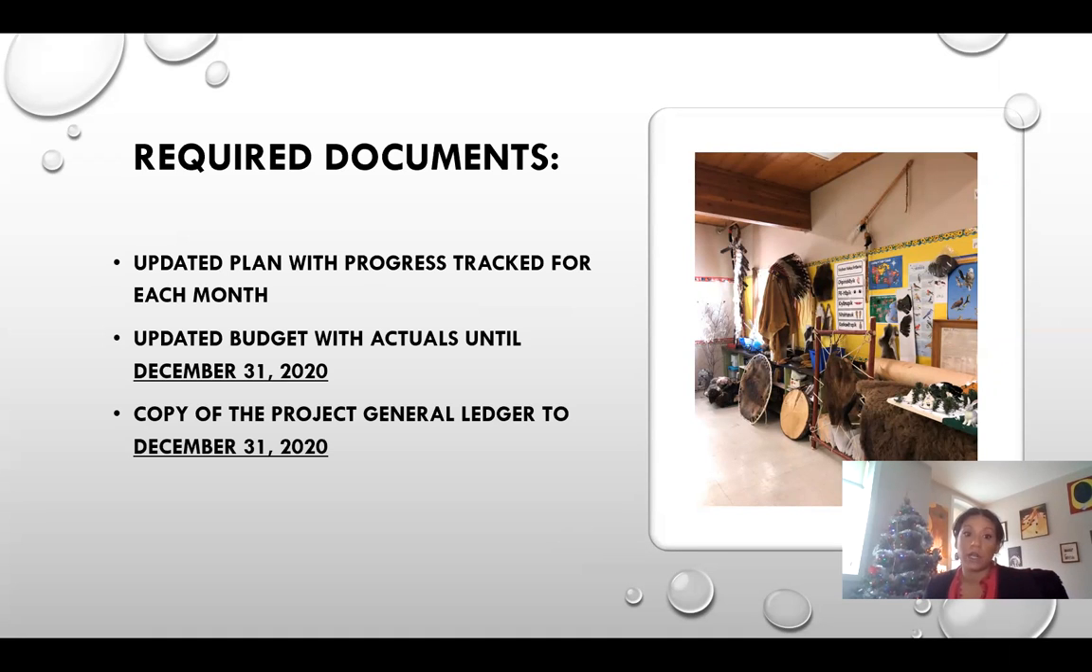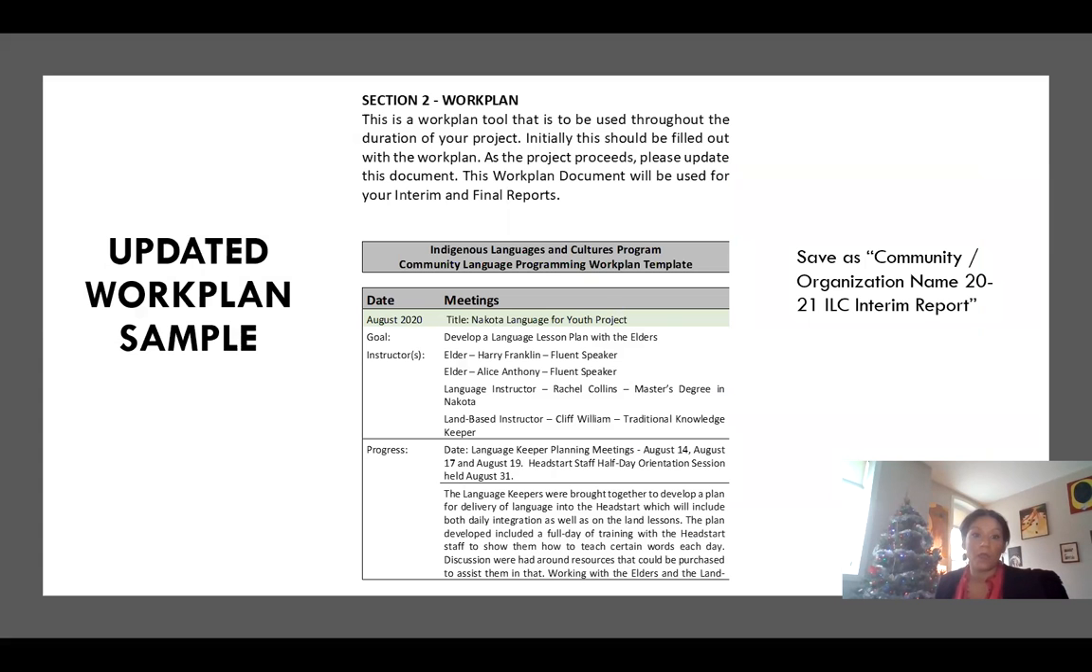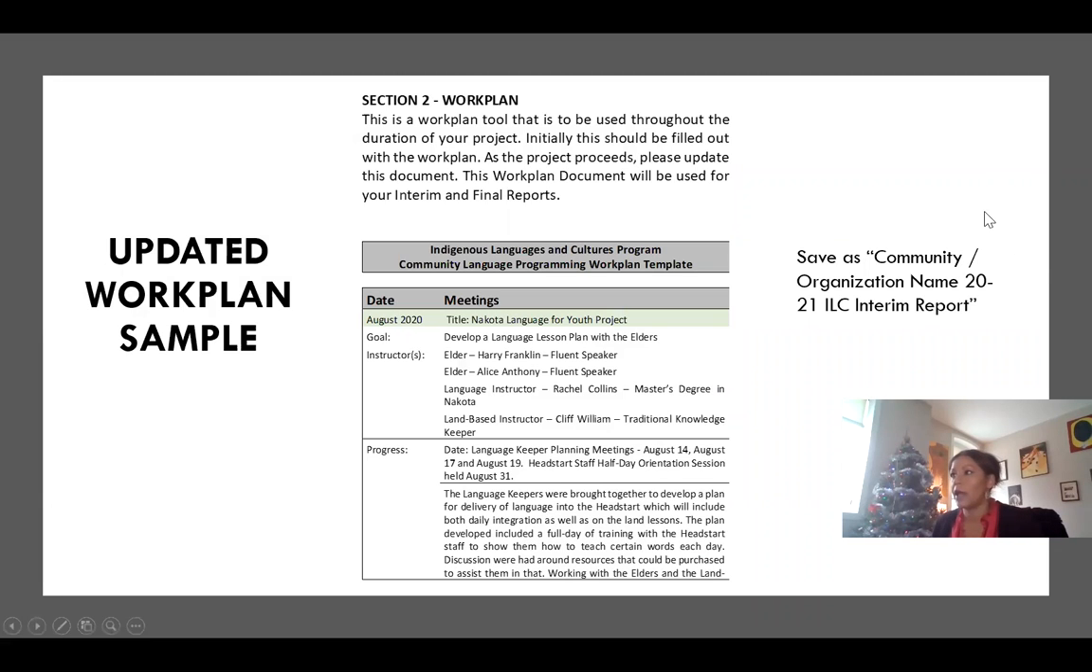We're going to talk about the budget up until December 31st, 2020, as well as projections. Well, we'll see it actually but I'll walk you through that. And also we're going to need a copy of that project general ledger up until December 31st or some sort of official financial reporting. So here's a copy of the updated work plan.